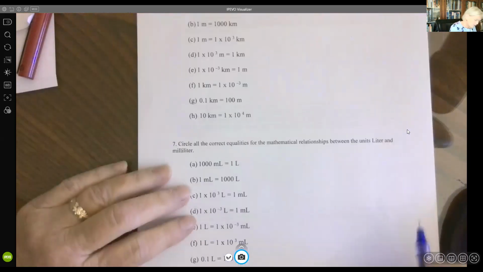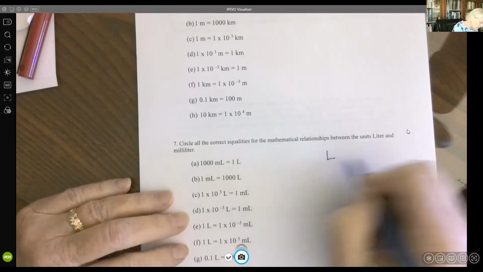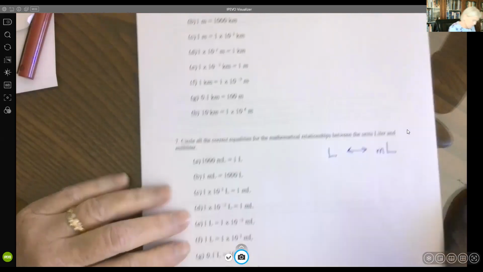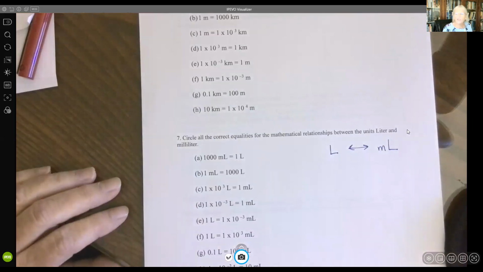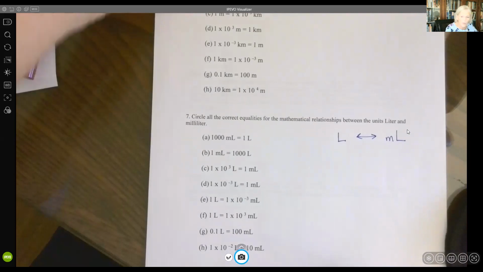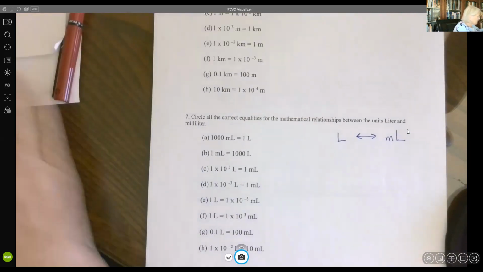Down here, I want you to circle all the equalities that are correct between the units liter and milliliter. Good challenge for you. If you have any questions, let me know. Otherwise, I'm going to go on to the next page of the class packet.